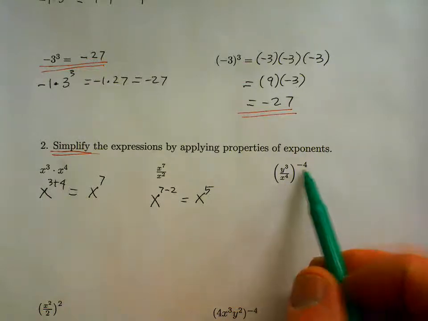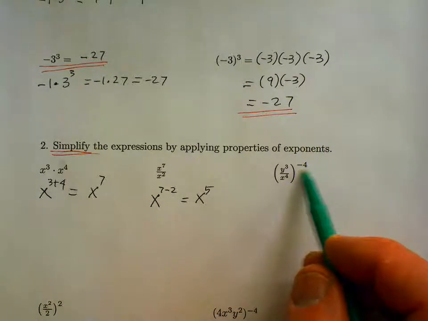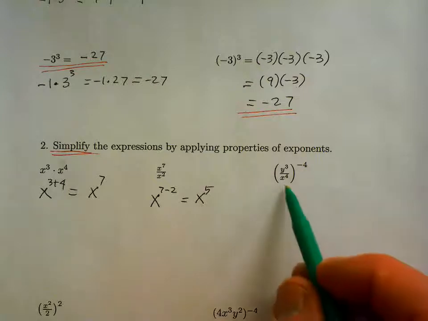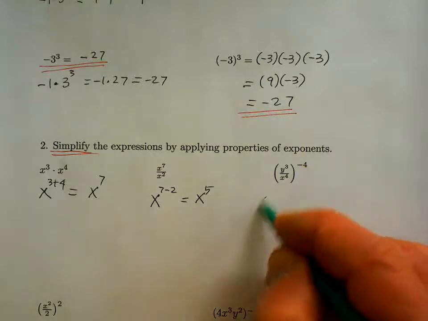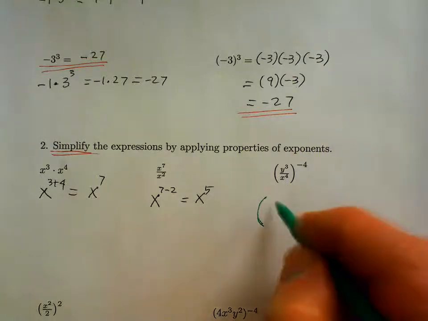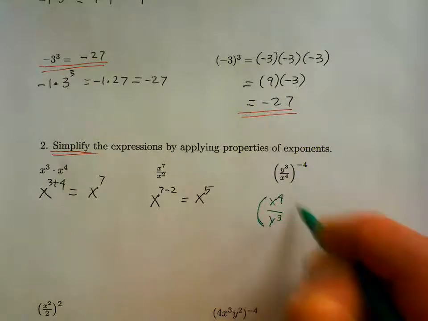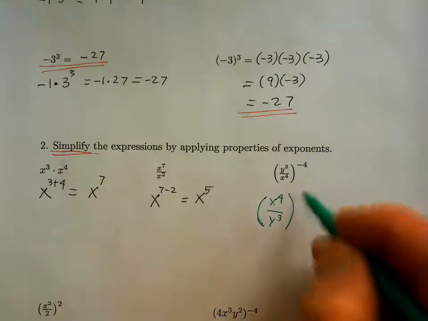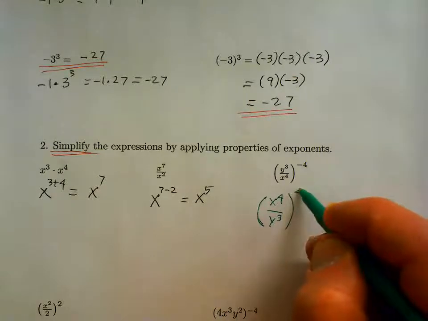Since the outer exponent is negative, we can write the reciprocal of the fraction. The reciprocal of y to the third over x to the fourth is x to the fourth over y to the third. And then change the outer exponent to positive 4.